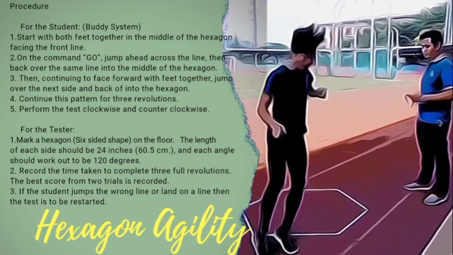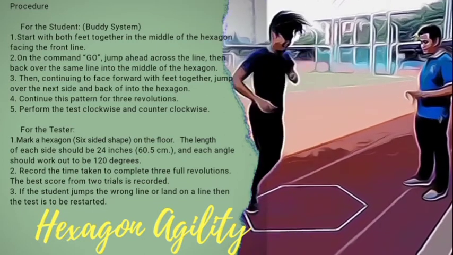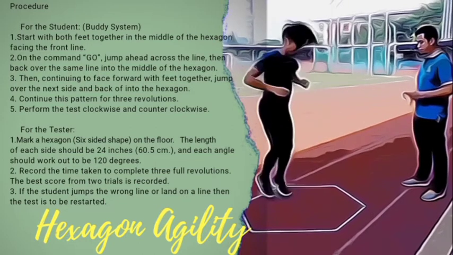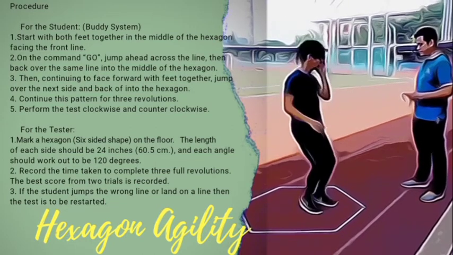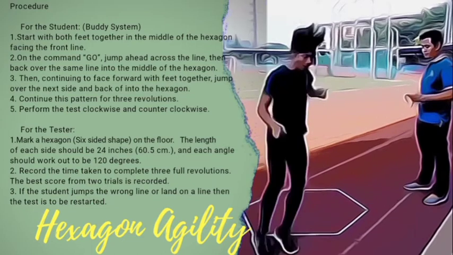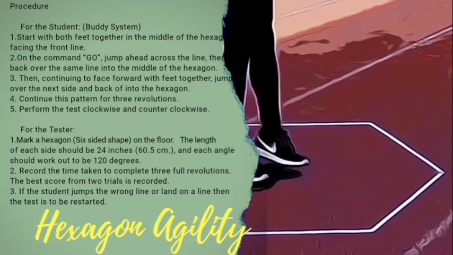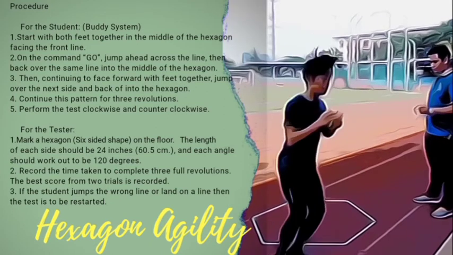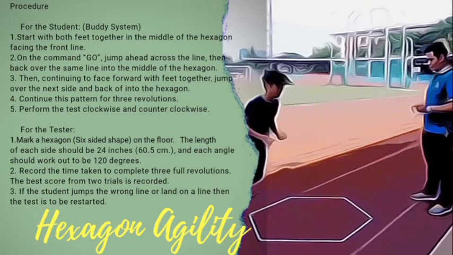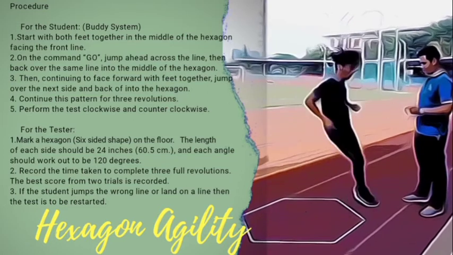At the signal go, using the ball of the feet with arms bent in front, jump clockwise over the line, then back over the same line inside the hexagon. Continue the pattern with all the sides of the hexagon. Rest for 1 minute. Repeat the test counterclockwise.